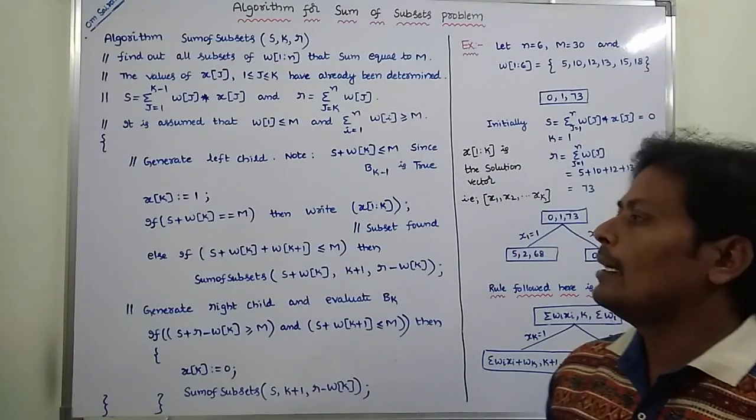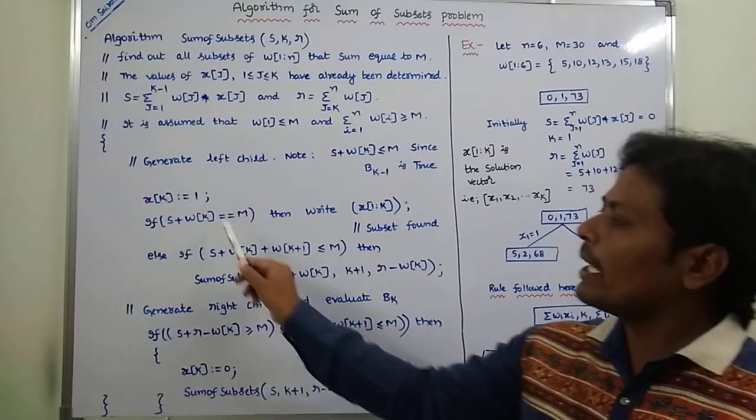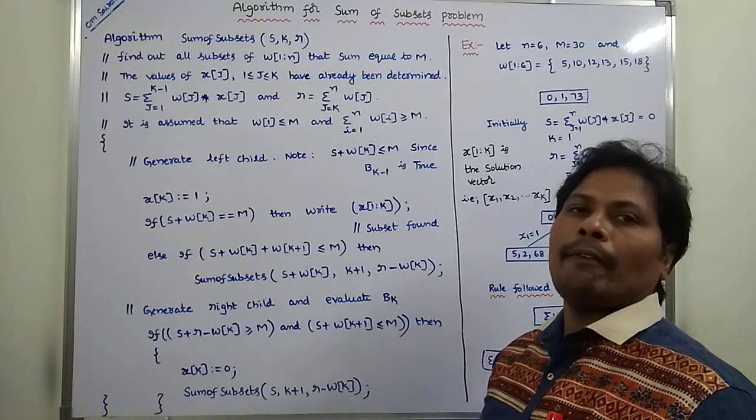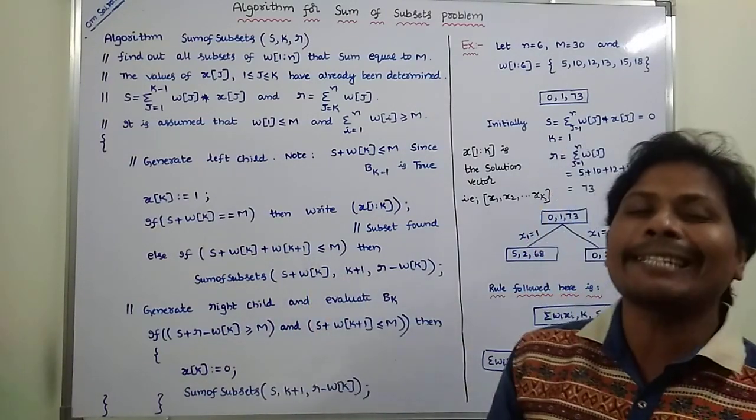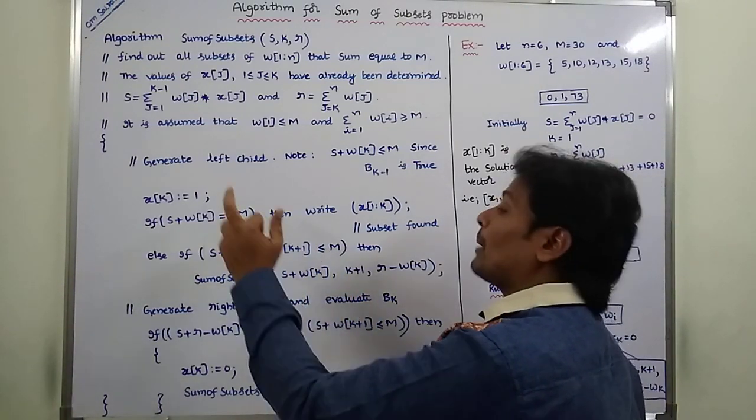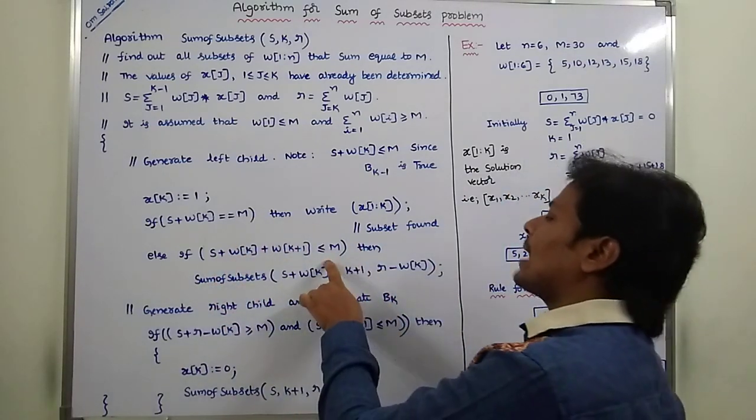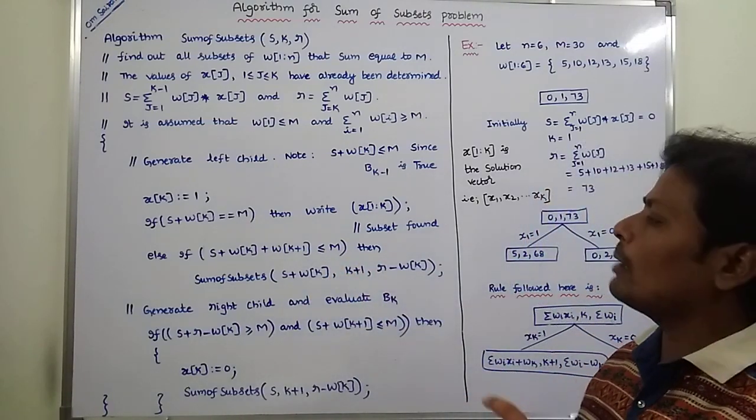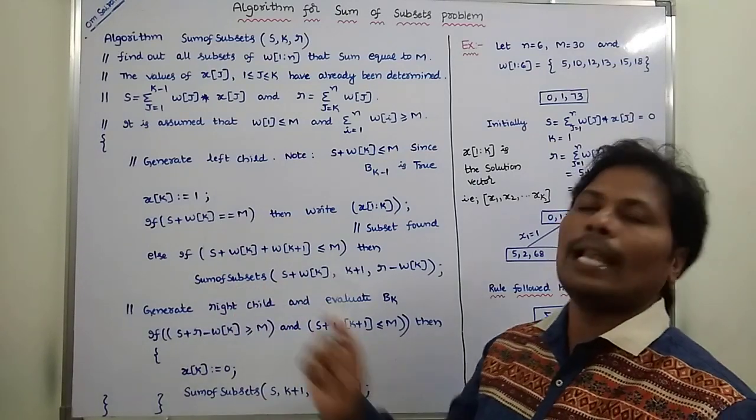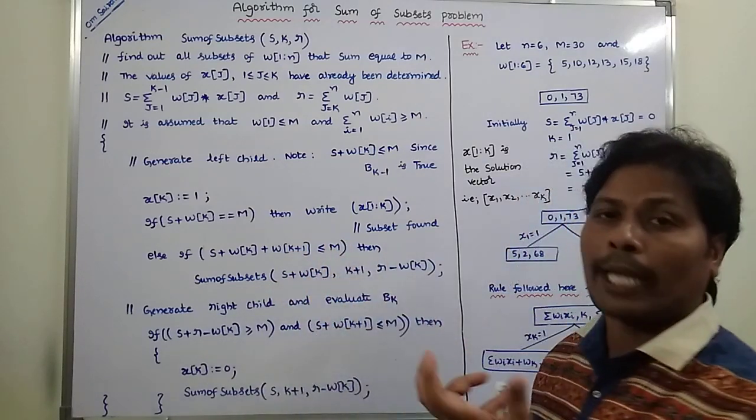Else, suppose S plus W of k is equal to M is not true, then we go for else. Else if S plus W of k plus W of k plus 1. Here we have to consider the kth object weight. Next, the incremented value is the W of k plus 1th object weight. K plus 1th object weight plus kth object weight plus S. The sum of these three components is less than or equal to M. Here we are considering the kth object and the k plus 1th object plus the initial S value. The sum of those components is always less than or equal to capital M.